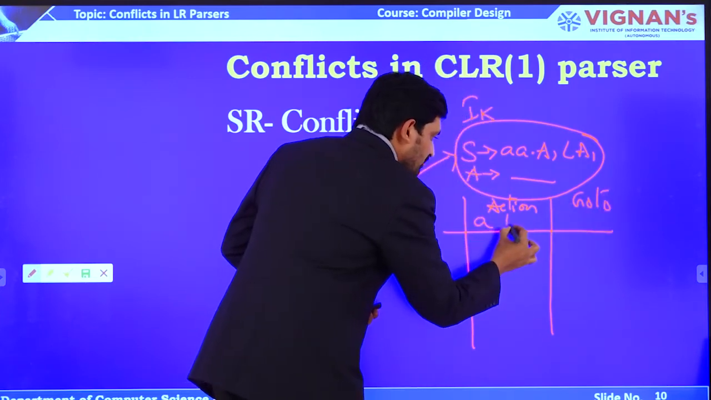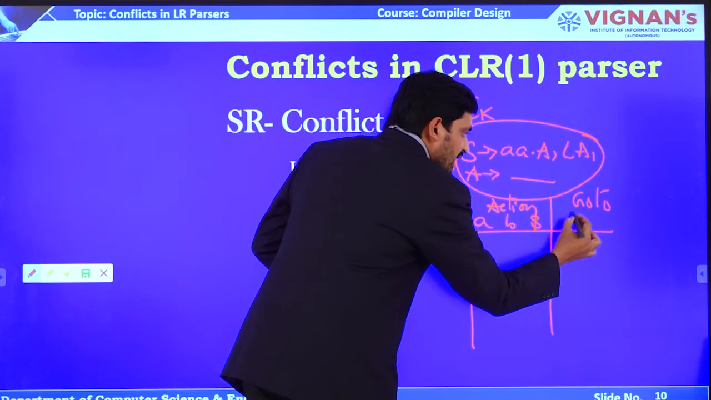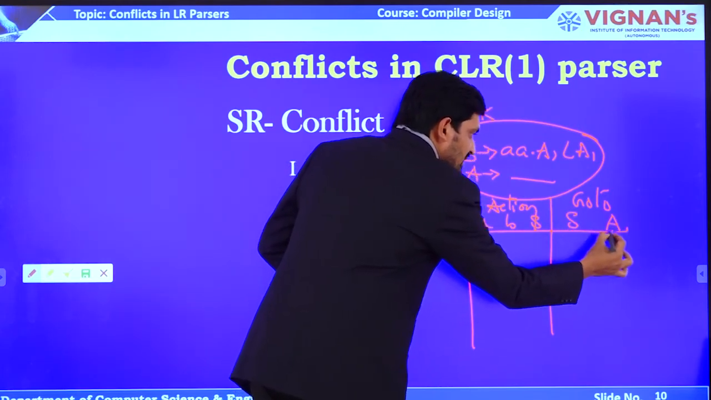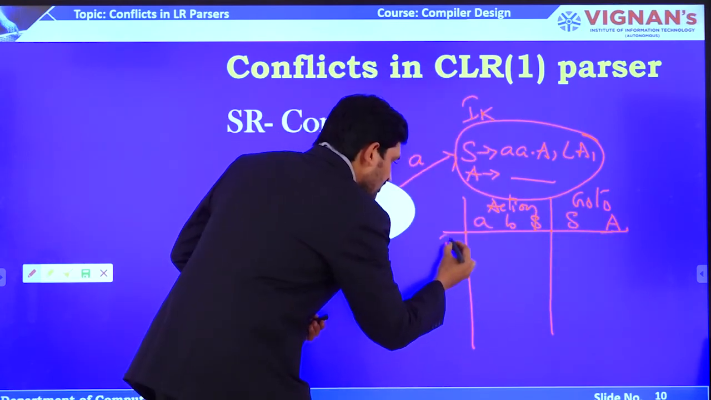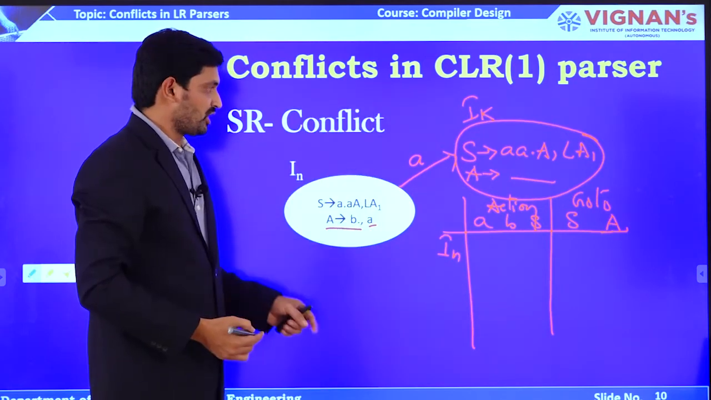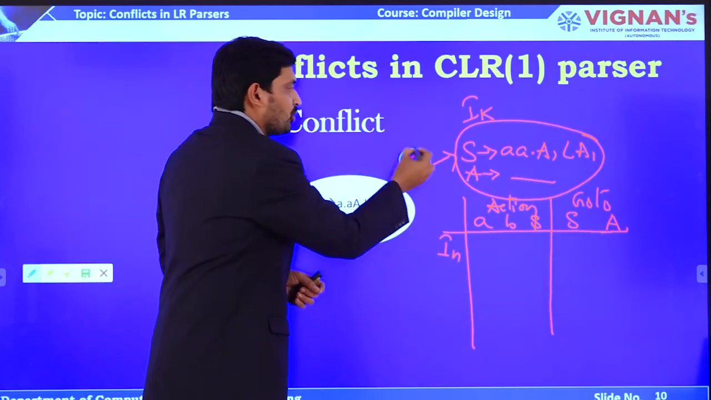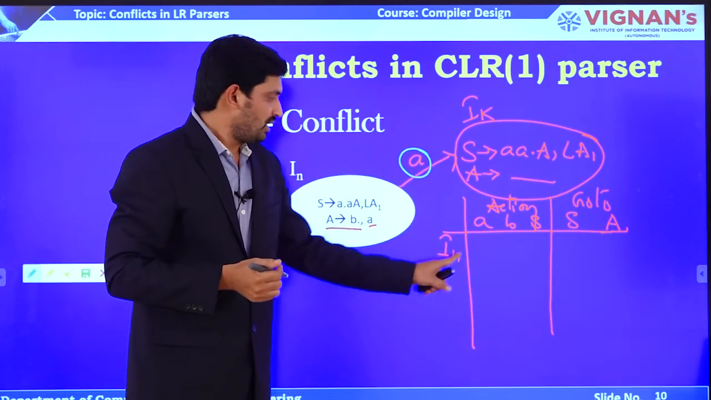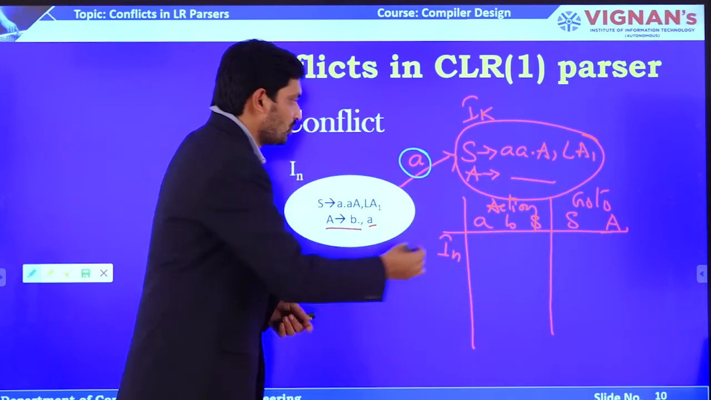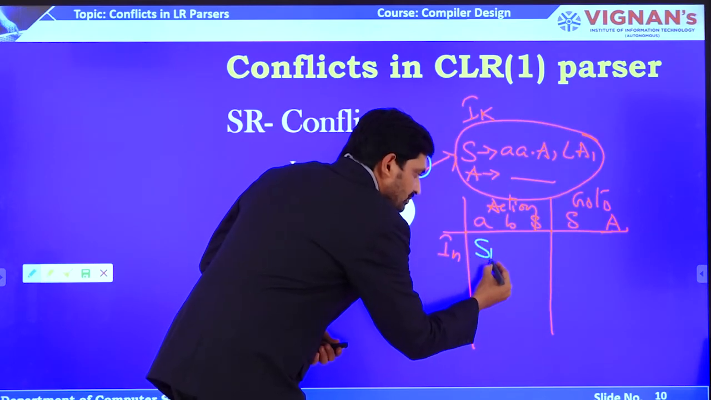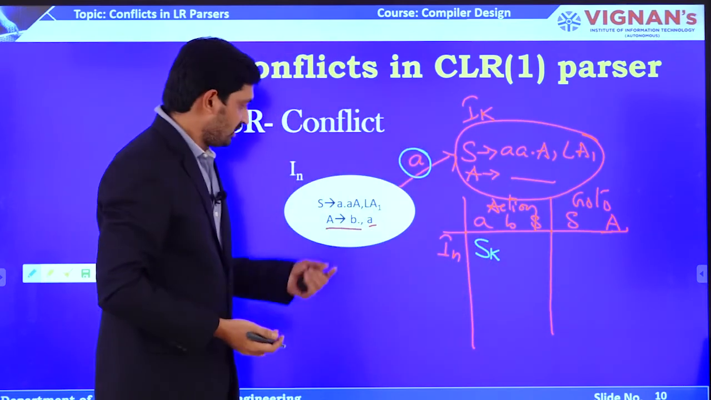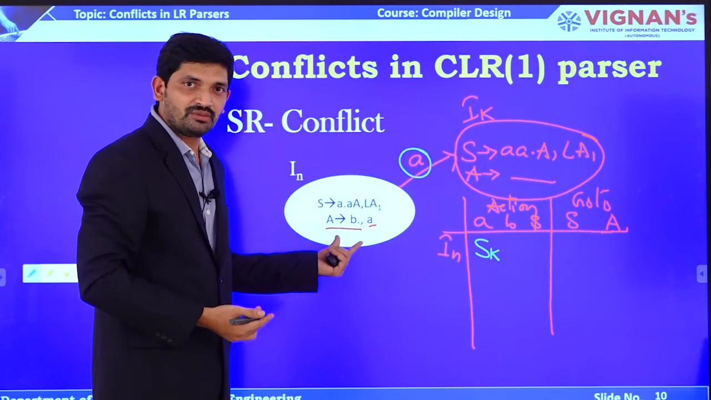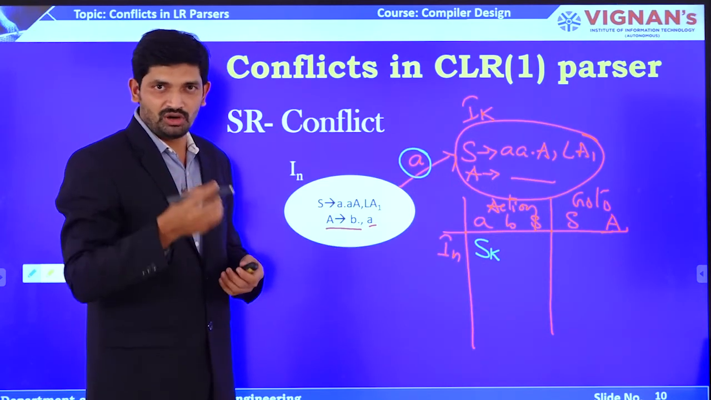Let us say the terminals are a, b, dollar and the non-terminals are S, A, and here the state name is I_n. From the first production on a, I perform the goto operation. So, I have to write the shift operation in the place of I_n on a, so I have to write S_k. But the second production is a final item. So, I have to place the reduce operation.